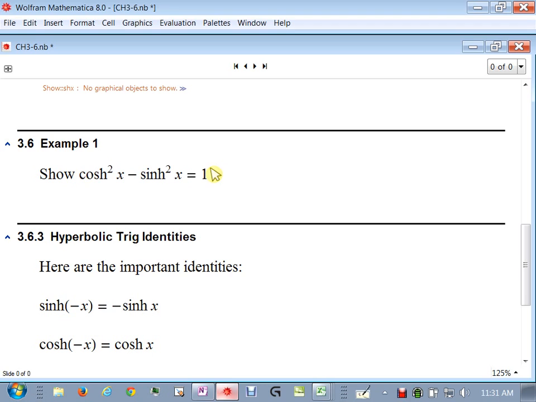Well, with the hyperbolics, we have something similar. Do you see it? If it was plus, it would be exactly like it was with pre-cal, but it's a minus and it's cosine in front of the sine. So I want us to show that this is true. All right? Let's just show that this is 1.